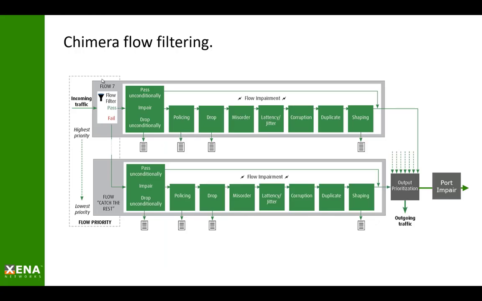Looking into Chimera, we can see that Chimera implements 7 prioritized flow filters on each port. If a packet matches a filter, it's mapped to the corresponding flow, which can be impaired independently of other flows. Any packet not matching one of the dedicated flow filters will be mapped to the port default flow shown here at the bottom. The flow filters consist of 6 subfilters which are used in combination to filter incoming packets.